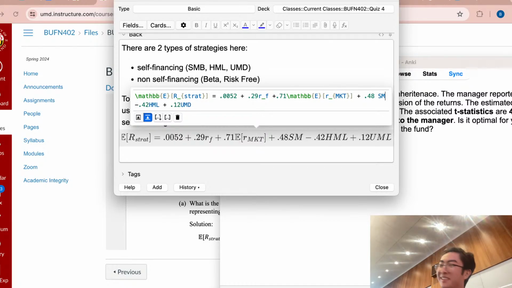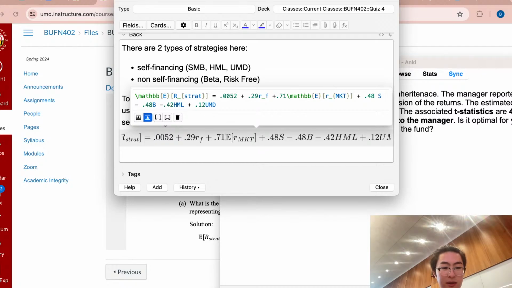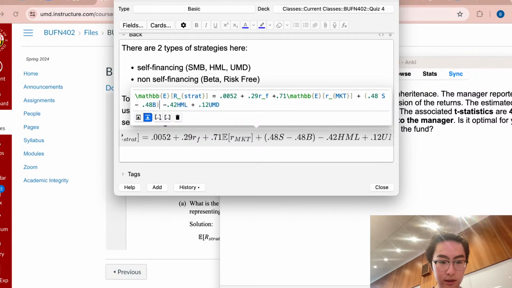Ooh. Minus 0.48. Studying big in a lecture hall. Yo. Okay, so I'm gonna put some parentheses here. Yeah, shit.